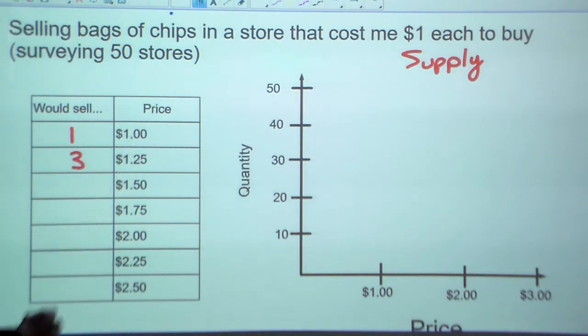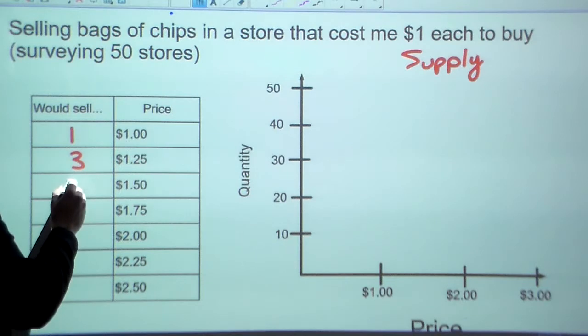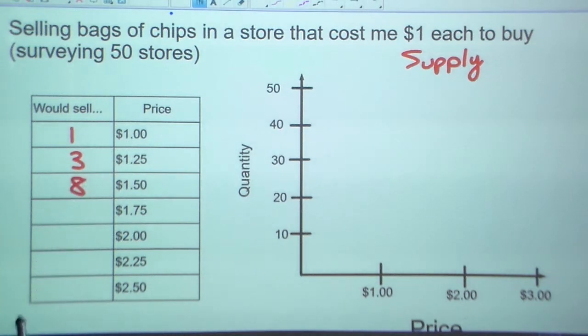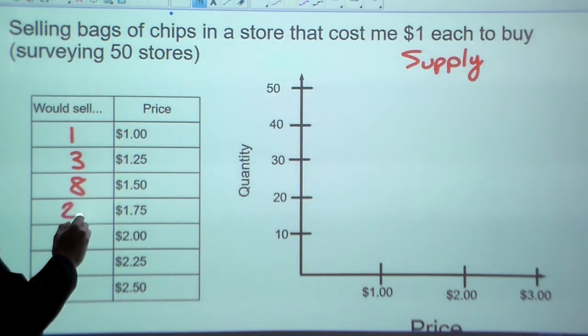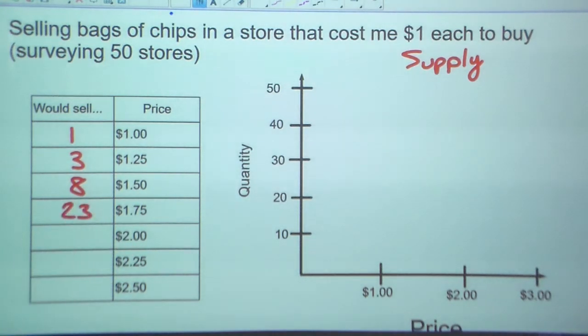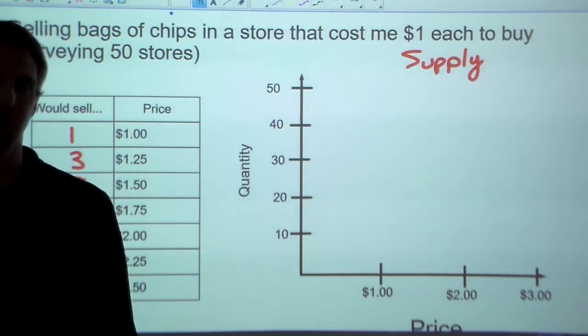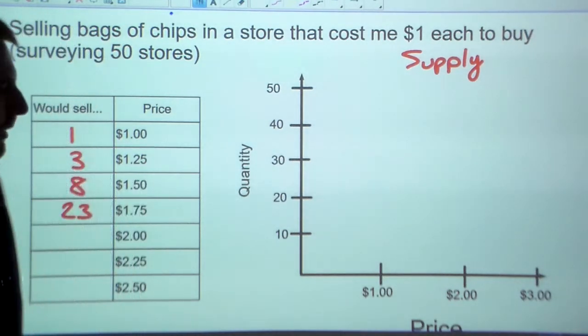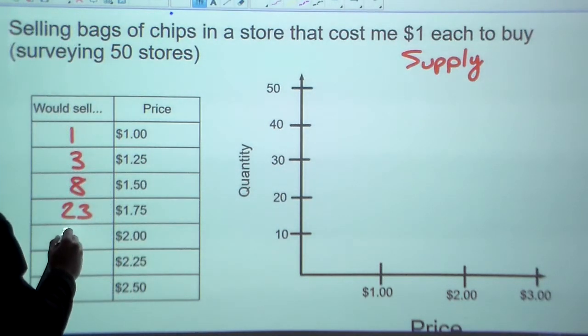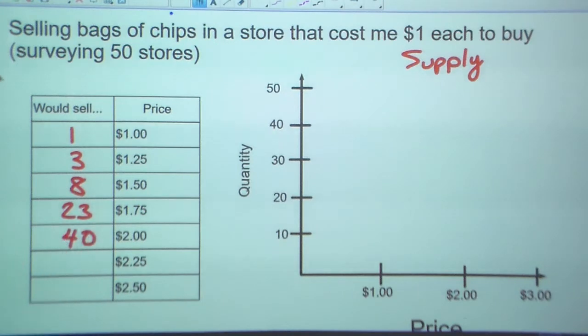So let's raise it up. Let's say $1.50. Let's say maybe 8 stores are okay selling it at $1.50. Still pretty cheap, not making much profit. $1.75. Let's say a lot of stores are starting to be okay with that price. And if I raise the price to $2, well, at that point I'm doubling my money. I paid $1 for these chips. I'm making $1 profit. That's pretty good for me as a store. So let's say a lot of stores are willing to do that out of 50.